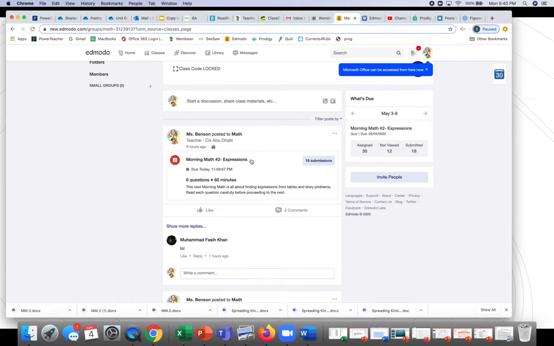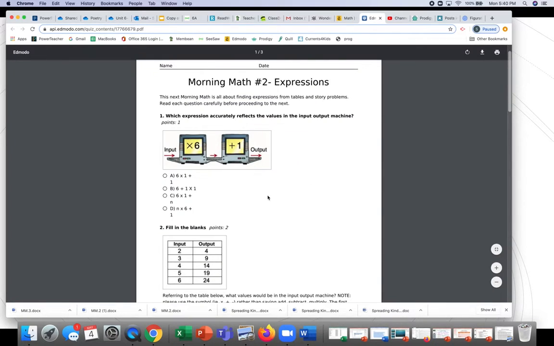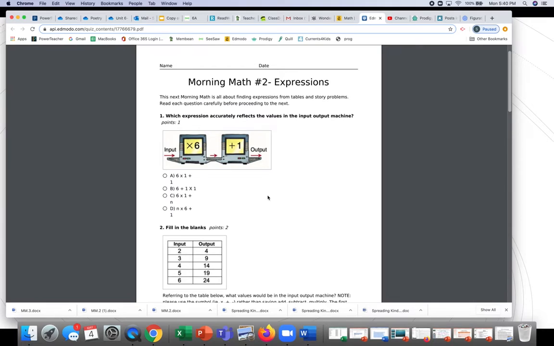The next thing that we're going to do is go over our morning math number 2, which was all about expressions. I guess by the time that I posted this, everybody has finished it. So here are the answers. This version is like a printed version, and somehow it got a little bit wonky in the way the numbers were written, but I'll still explain it.